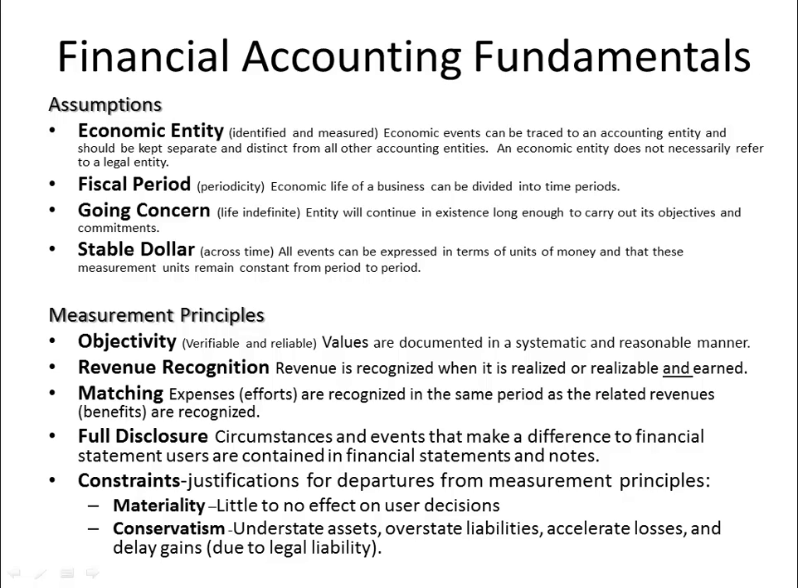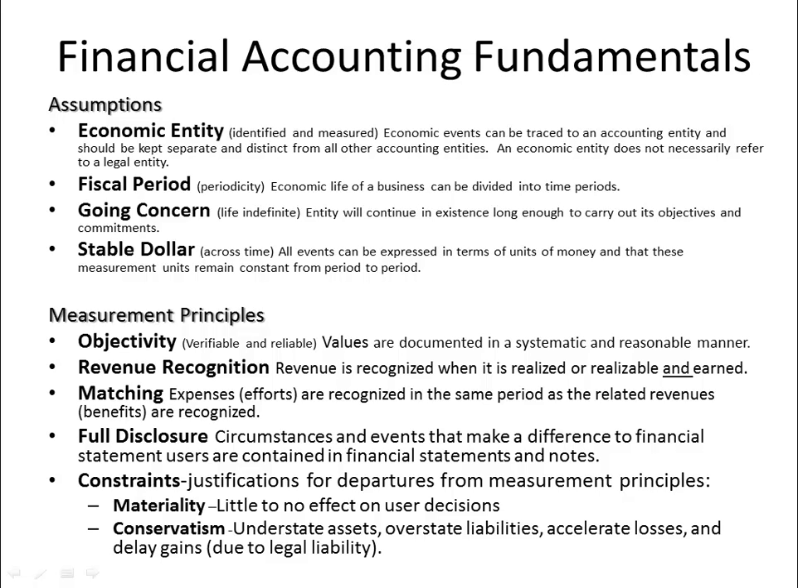And finally, there are 2 constraints that you have to think about, and those constraints have to do with materiality, meaning that if you did know that piece of information, it's of little or no effect on your user decisions, so it's immaterial.